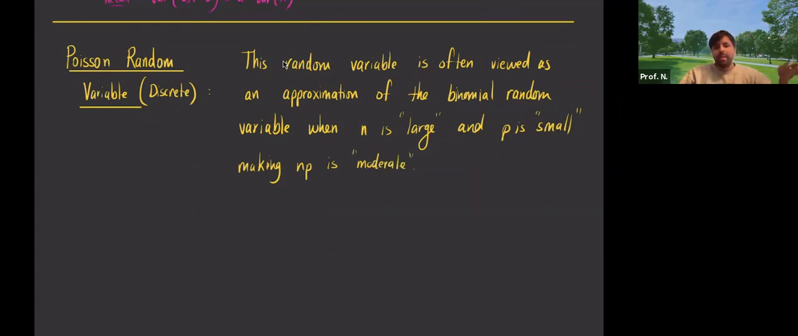So when you have a random variable and the number of trials is really large, and the probability of success is very, very tiny, then this new random variable Poisson is a pretty good approximation to that binomial random variable. Okay. And np, remember what np represents. np is the expected value or the mean or mu of the binomial random variable.